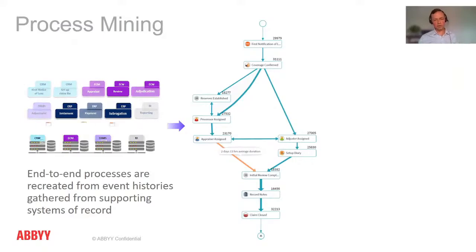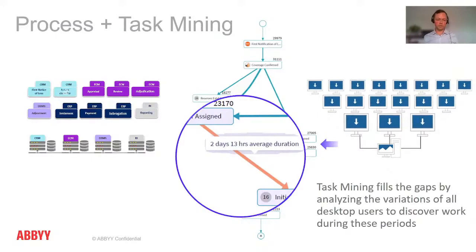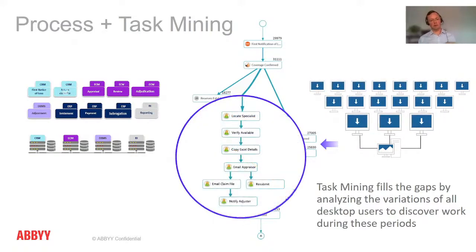Nevertheless, when talking to our clients, sometimes we also hear that yes, there is a lot of value there. Nevertheless, process mining by itself may leave some gaps in the details, also in understanding what is happening outside those core systems, what the employees, for example, are actually doing. And this is the reason why we are also introducing task mining, which fills those gaps when we are analyzing the variations in the process also on the user level. So we want to identify how users actually work and what the potential is here for automation.